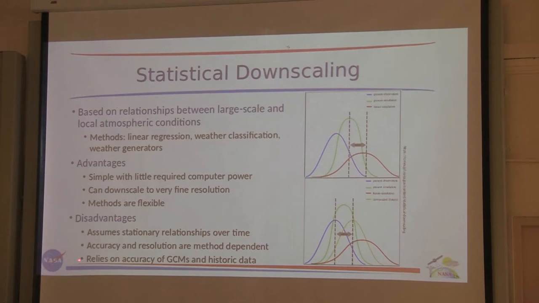And of course, your accuracy relies on not just the global climate model and how accurate that is, but also you need historical data to compare it to. So if you don't have good historical data to compare your observations to what the climate models are saying, it's really hard to use a statistical technique. So that could be a disadvantage. If you don't have good historical data, it's very difficult to use any kind of statistical downscaling technique.